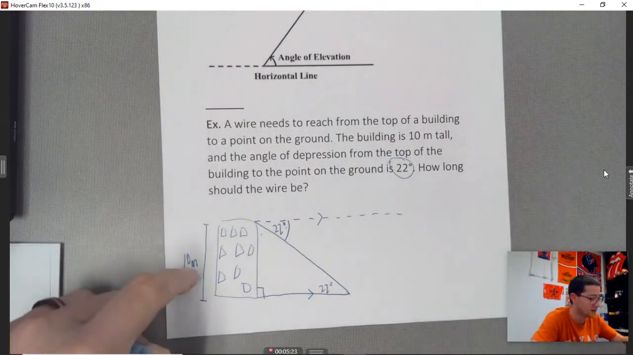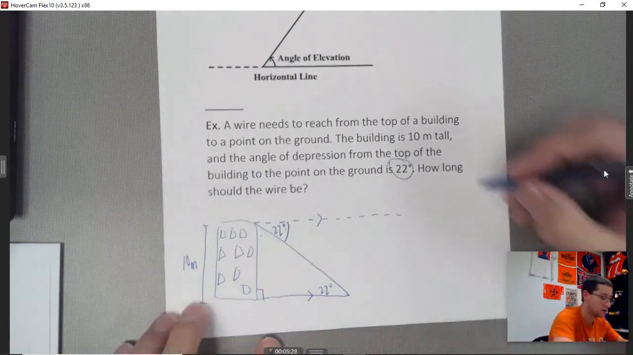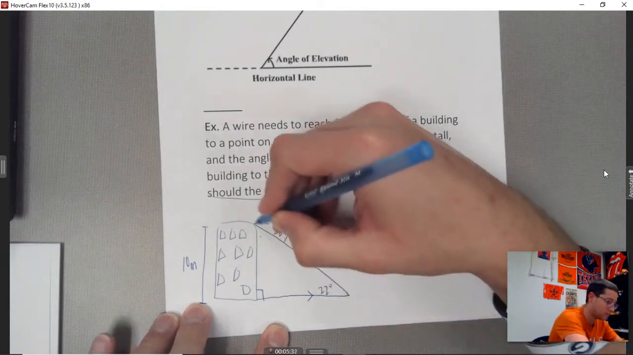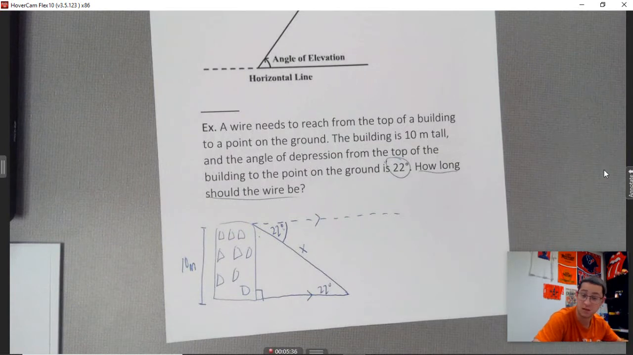And I have that height of 10. How long should the wire be? So remember, this was my wire. That was my wire right there. So that's the length I'm trying to find. That's my goal. Well, let's look and see what we have.